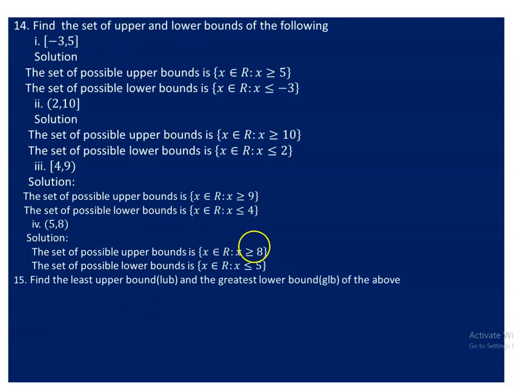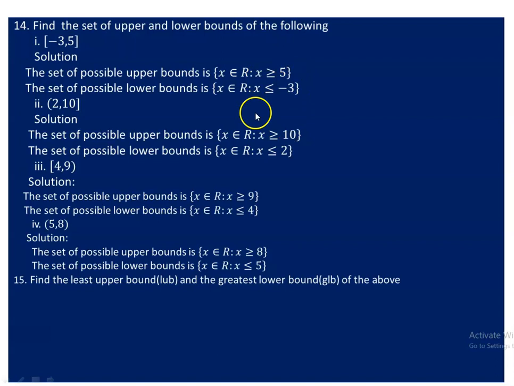Having this into account, what comes next is the 15th question, and that says find the least upper bound LUB and the greatest lower bound GLB of the above. So as usual, before I continue, I would like to define what least upper bound and greatest lower bound are. The least upper bound of a certain interval of numbers is the least of all the possible upper bounds we listed. And in the case of the second one, it is the greatest of all the lower bounds that we call GLB. In such a way, we are going to identify the least upper bound and the greatest lower bound.